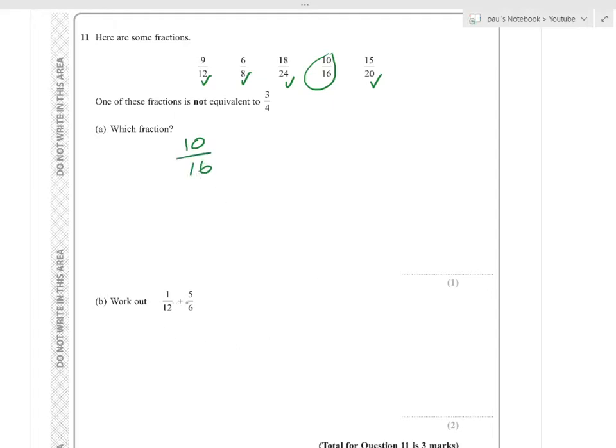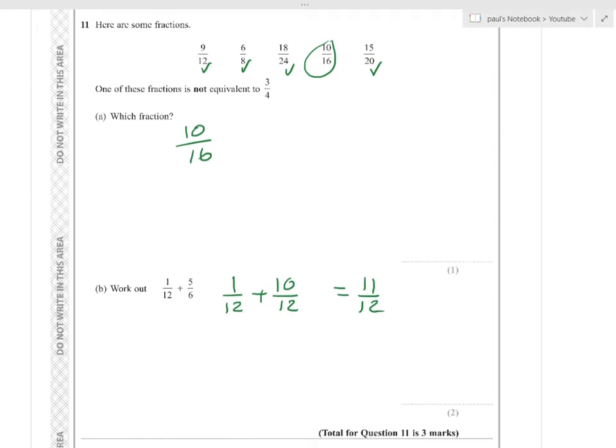Work out 1/12 plus 5/6. Well, I'm going to double this one to make 1/12 plus 10/12 equals 11/12. Yeah, that's the simplest way of doing that one.